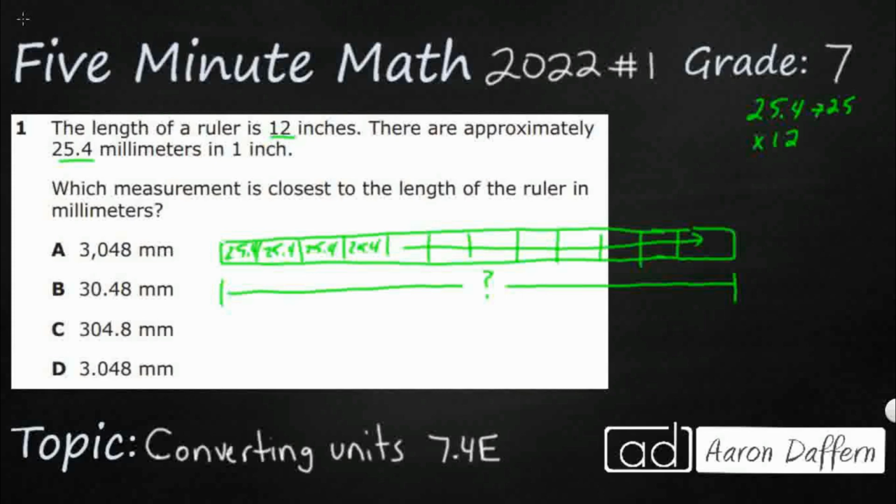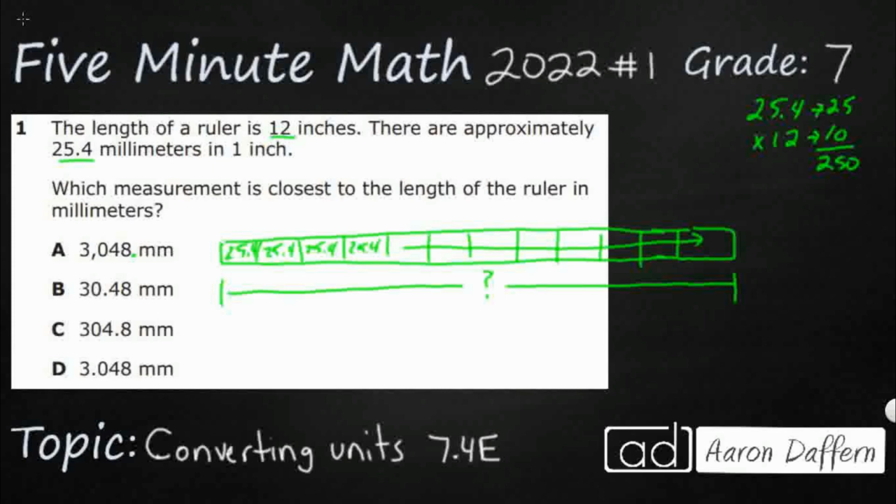25.4. I just want the nearest whole number, 25. And then let's just round that 12 down to a 10. Just because if I can multiply something by 10, right, it's that same number and you add a 0. So 250. Now that's not going to give me the exact answer, but what I noticed when I was looking at my answer selections is it's the exact same 4 digits, 3048, in the exact same order. The only difference is the decimal point.